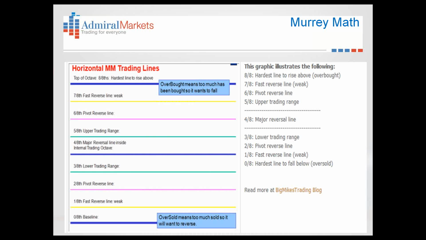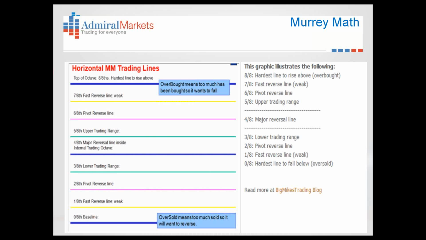That is only one part of the Murrey Math trading strategy: trading bounces off those lines. You can see in this illustration we have all levels from 0/8 to 8/8. 4/8 is the major reversal line, and it's usually called the pivot point of Murrey Math. The range between 3/8 and 5/8 is the normal trading range.